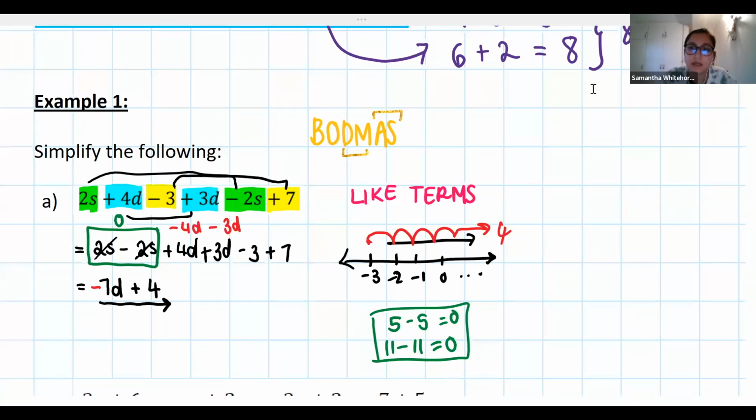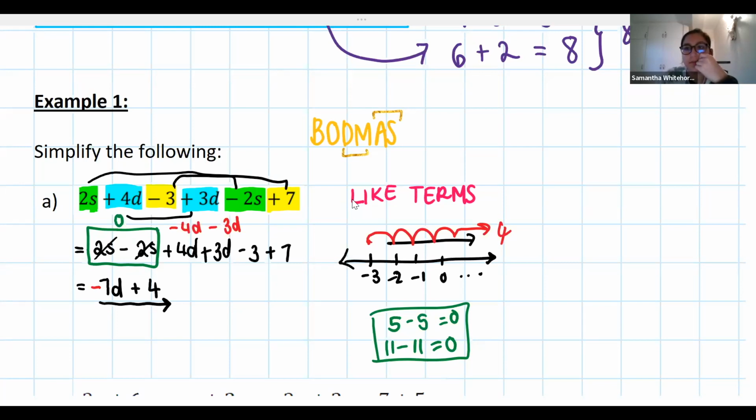Hello, ma'am. Can you hear me? Yes. Ma'am, is it a must for us to find the like terms? Yes. Because that is the only way we know which ones we can add. You can't just go say 2s plus 4s minus 3 plus 3. Those are not like terms. So you have to know which terms you can add and subtract before you do that. Okay, ma'am. Thank you.